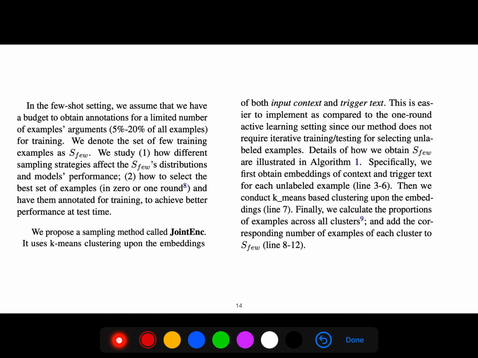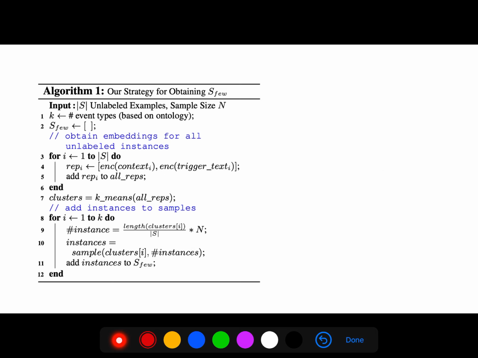So we propose a sampling method called joint encoder. It uses k-means clustering upon the embeddings of both the input context and trigger text, because this is easier to implement as compared to the one-round active learning setting. So given some unlabeled examples and a sample size n, we obtain embeddings for all unlabeled instances, and we then do clustering and we get the samples.